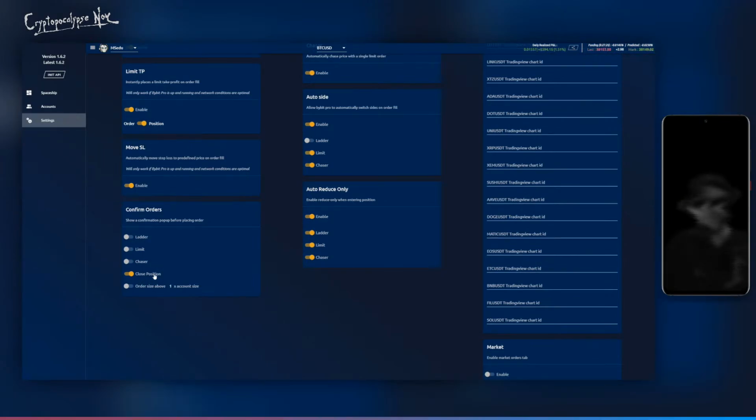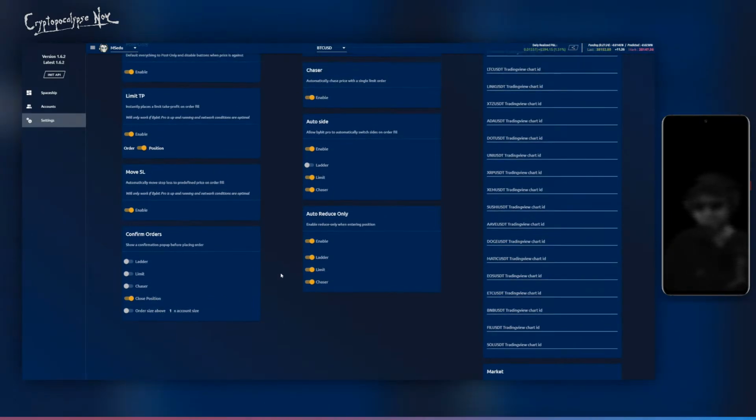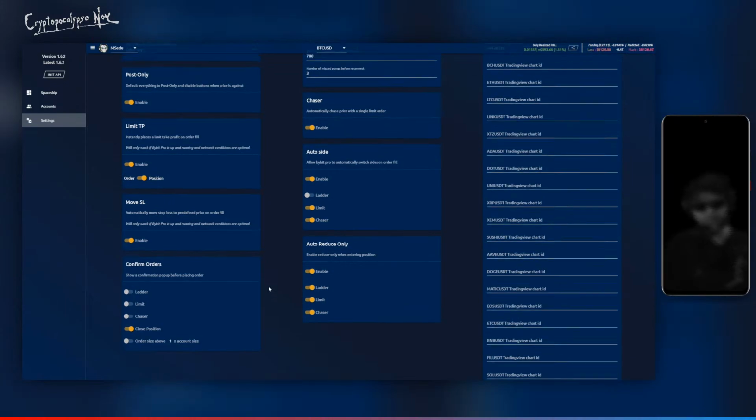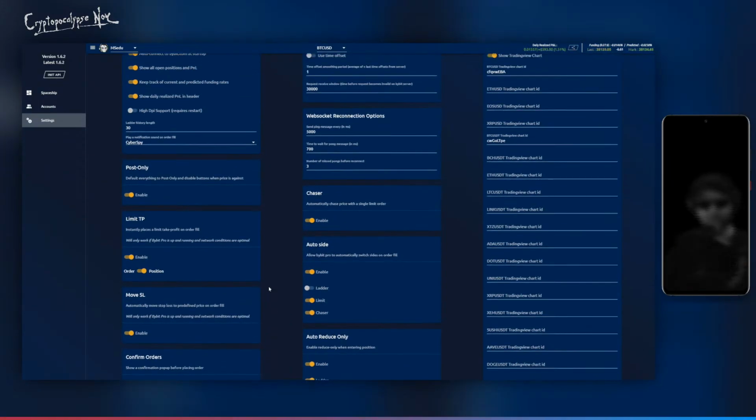Confirm orders. I only have my close button enabled here, just because sometimes when you want to close Bybit Pro, you're right near that market close button, and sometimes that triggers and takes you out of your position before time. Everything else is okay.